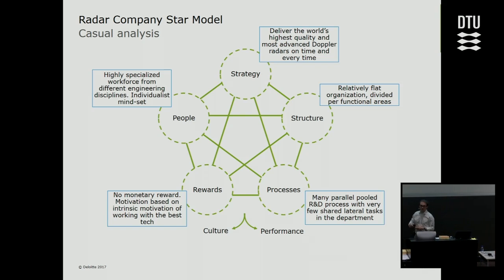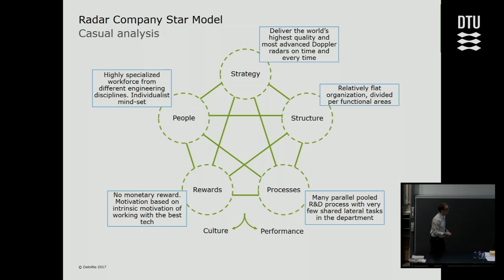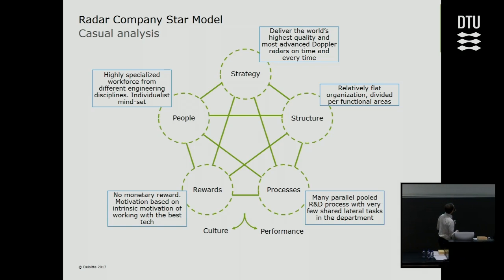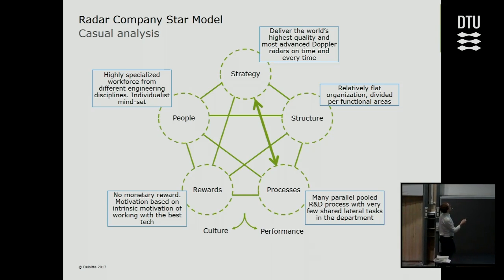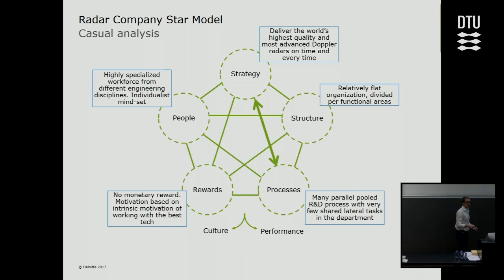And then once you have this very fast overview of the company, you can start asking yourself, okay, there is something here that doesn't work. And to keep it short, because we just have half an hour left, what we saw when we were analyzing the company, and it was a very long analysis, is that there is a misalignment between the strategy and the processes. If you say that you want to develop the most advanced Doppler radars on time and every time, this research and development process did not really support it. So there was a misalignment here.